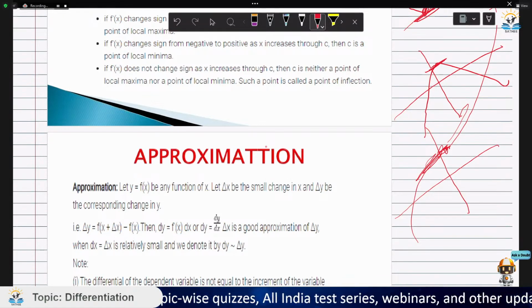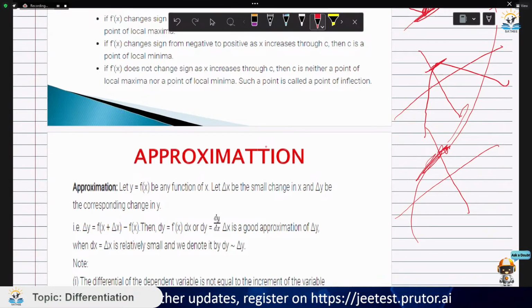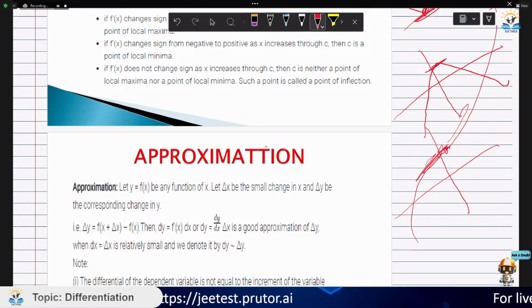So 2x square plus x minus 1 is equal to 0. So 2x square plus 2x minus x minus 1 is equal to 0. 2x common, x plus 1, minus 1 common, x plus 1. We have minus 1 and 1 by 2 as our roots. So let's check. We have two tangents here, right? Okay, so there are 4 points.